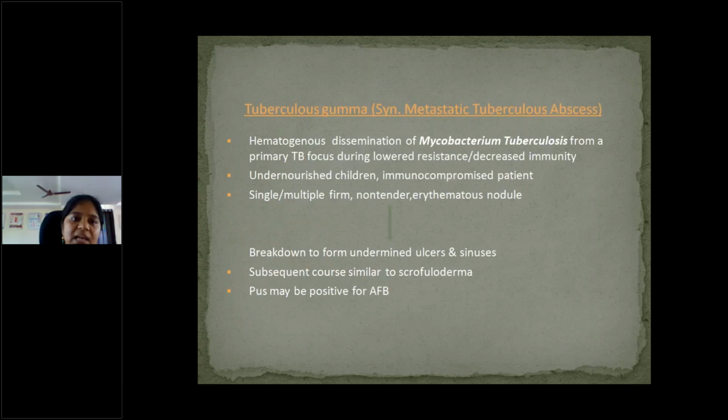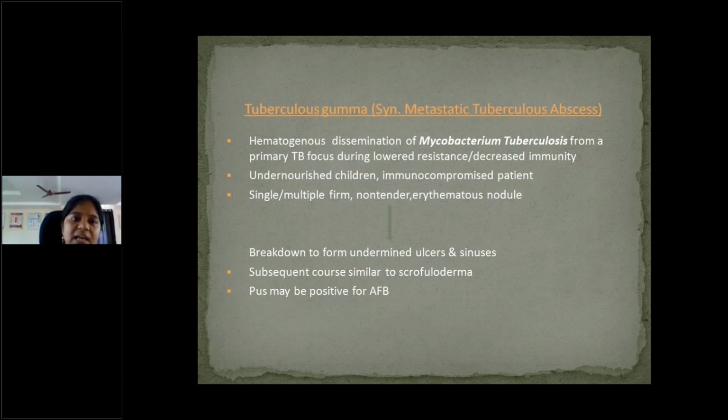And another form, tuberculous gumma, also known as metastatic tuberculous abscess. This is because of hematogenous dissemination of the organism, that is Mycobacterium tuberculosis, from a primary TB focus during lowered resistance or decreased immunity. Undernourished children and immunocompromised patients are most commonly affected with this type.